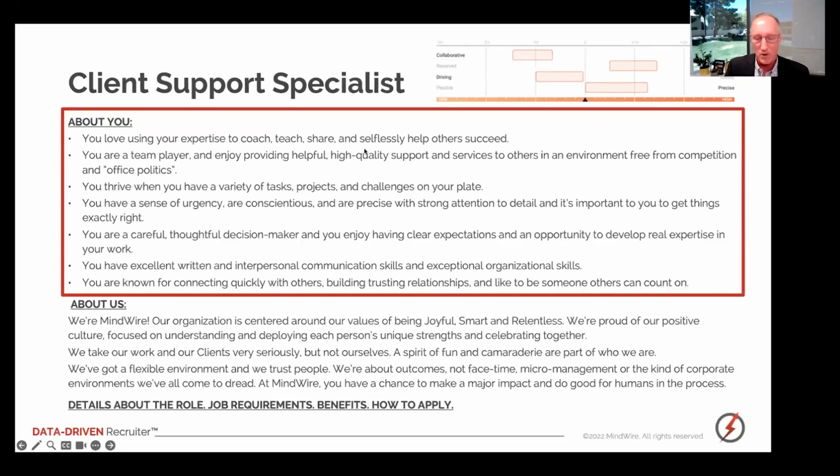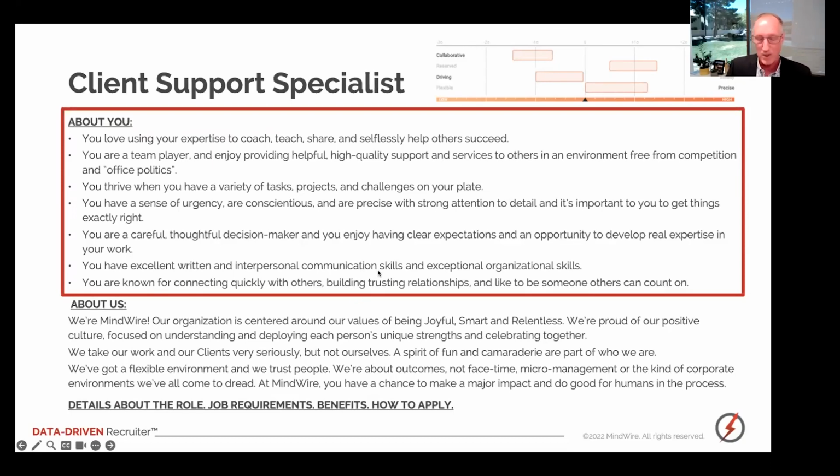You love using your experience to coach, teach, share, and selflessly help others to succeed, right? That's that high B, that low A, the people orientation. Team player, enjoy providing helpful, high quality support and services, et cetera. Thrive when you have a variety of tasks, projects, and challenges on your plate. Sense of urgency, but notice, with strong attention to detail, and it's important for you to get things exactly right. So what am I saying? I want a friendly person who likes supporting others, who likes to move fast but wants to get things done right. Careful, thoughtful decision maker. Enjoy having clear expectations. I want to know what good looks like. That's an accelerator for me. So give me the process, help me understand.